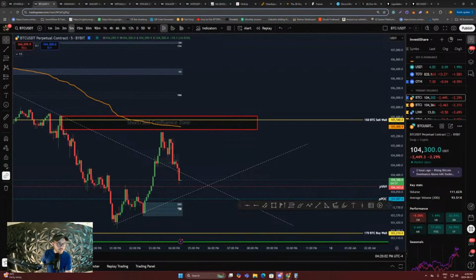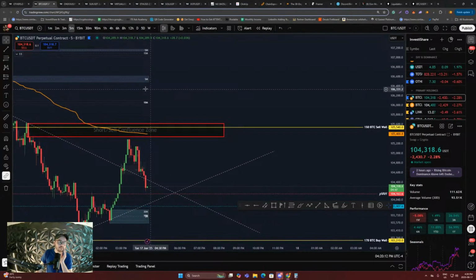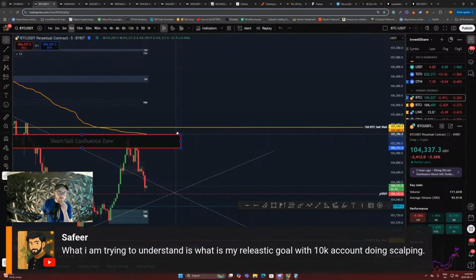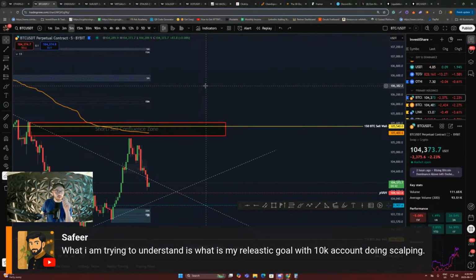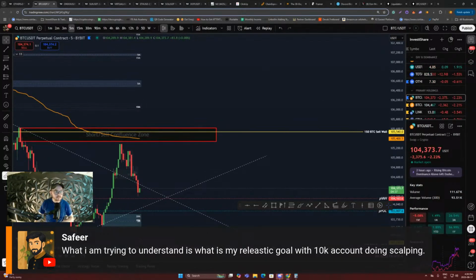What I'm trying to understand is, what is my realistic goal with a $10,000 account doing scalping? I wish that was an easy answer, man, but I can give you my answer. The answer to that is relative to your trading strategy. If you know your win rate, I can give you a really good understanding of how much money you're going to make with that.